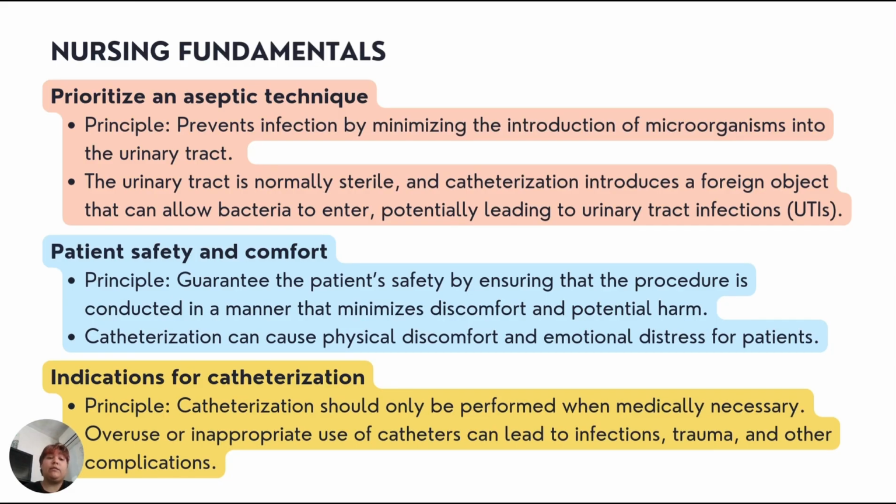Nursing fundamentals. Prioritize aseptic technique. The principle is that it prevents infection by minimizing the introduction of microorganisms into the urinary tract. The urinary tract is normally sterile, and catheterization introduces a foreign object that can allow bacteria to enter, potentially leading to urinary tract infections or UTIs.